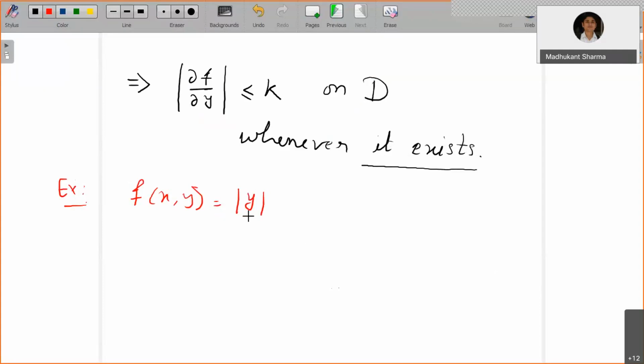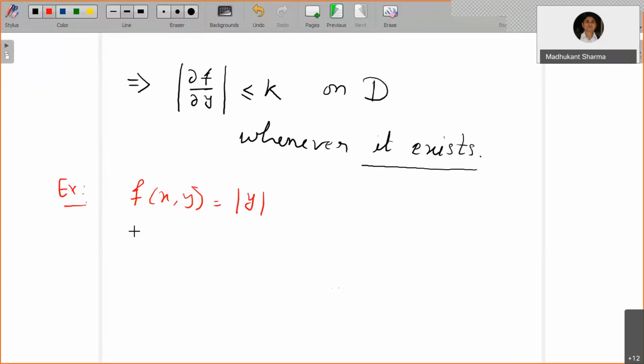And you are taking the rectangle D containing 0. Okay, rectangle D containing 0. This modulus function is differentiable everywhere except at 0. So dou f by dou y at 0 does not exist, so it will not remain bounded on the interval D. So this is what is happening.